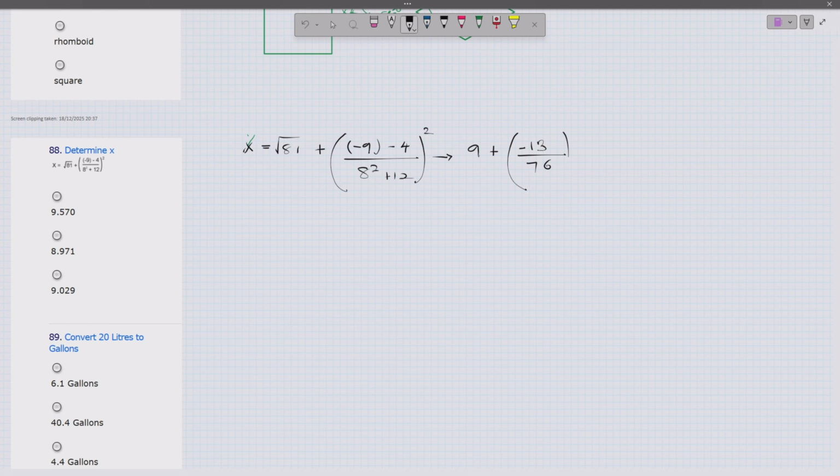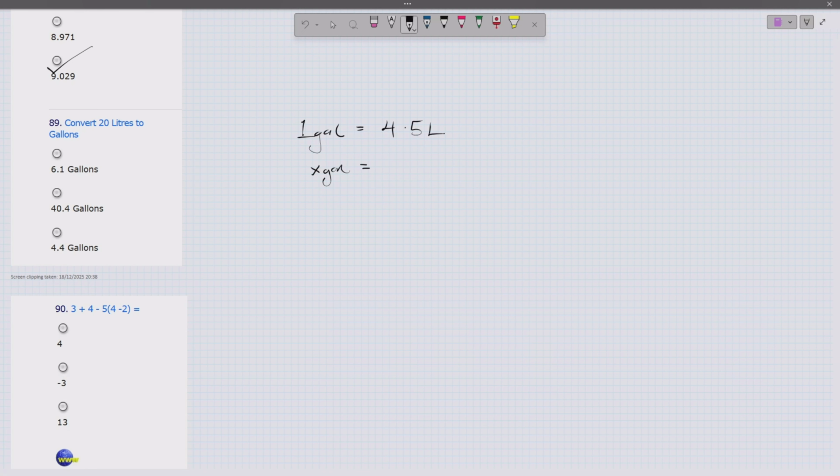Convert 20 liters to gallons. So we have 1 gallon equals 4.5 liters. So X amount of gallon will give you 20 liters. 20 divided by 4.5. It should give you 4.4 gallons.